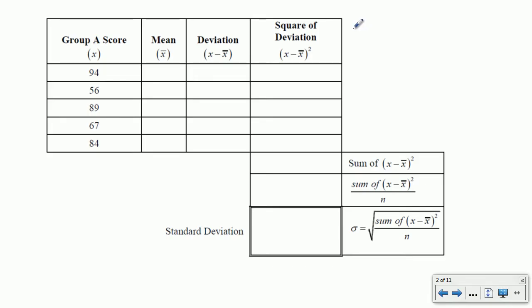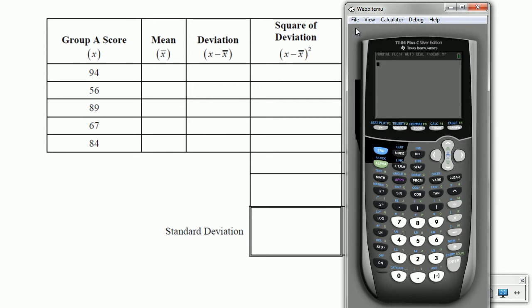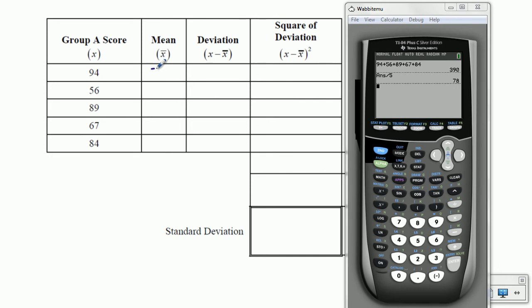In this question we have two groups of 5 students who received the following scores on a test. We have group A in front of us here, and there's a group B as well. We need to complete the tables for group A and B. So here's our calculator. And we can calculate the mean first. So we add up all the numbers, and then we divide by the number of numbers. There are 1, 2, 3, 4, 5 of them, and that's the mean, 78.